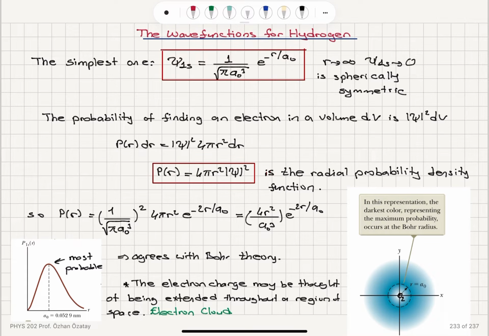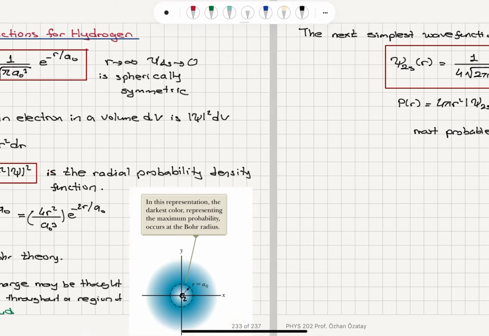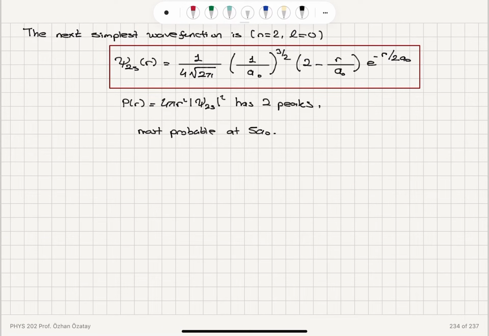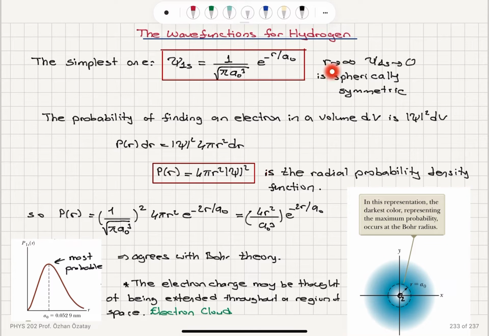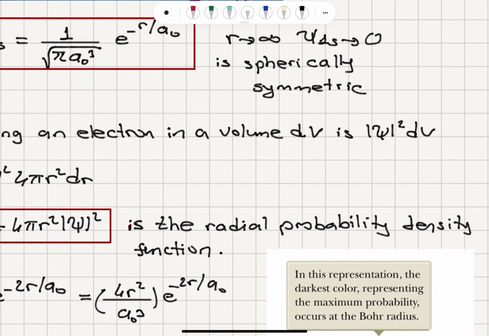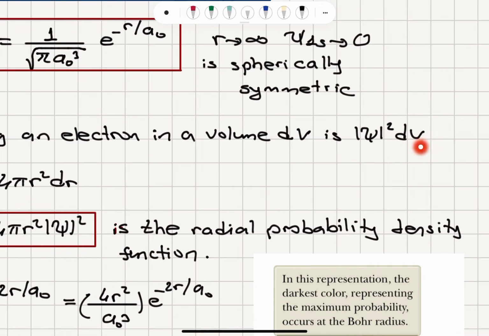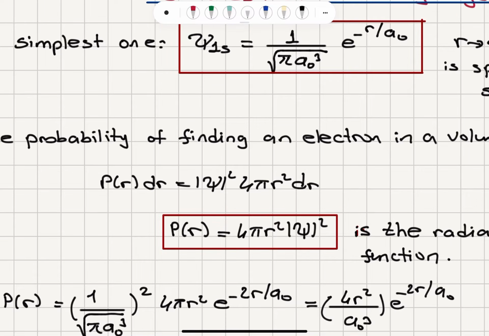Okay, so we've talked about some solutions of the Schrödinger equation. Basically, these are the ones that have the radial part. That's the 1s solution and 2s solution, and they both show an exponential decay as r goes to infinity, so that the probability of finding the electron far away from the nucleus goes to 0. And the 1s solution is spherically symmetric, and in order to move from the probability of finding the electron in a volume dV to the radial probability density function, that is the probability of finding the electron in a region between r and r plus dr.